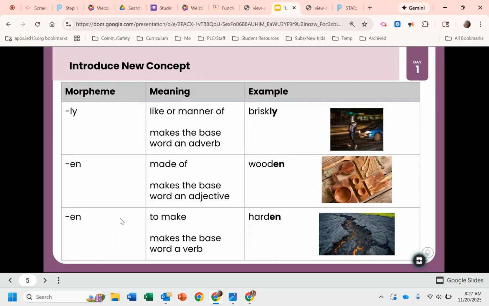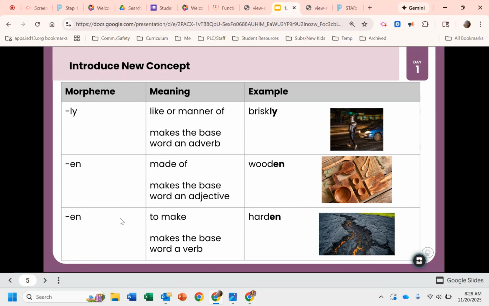This week we will focus on the morphemes ly and en, which are suffixes. When the morpheme ly is added to the end of a base word, the word becomes an adverb that describes the verb and it tells how something is done. For example, the sentence is, she walked towards her destination. Walked is the verb, but we don't know how she walked. So I can add an adverb that describes how she walked. For example, she walked briskly towards her destination.